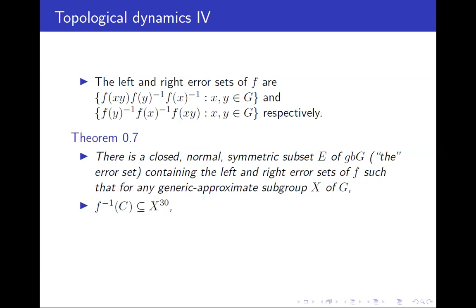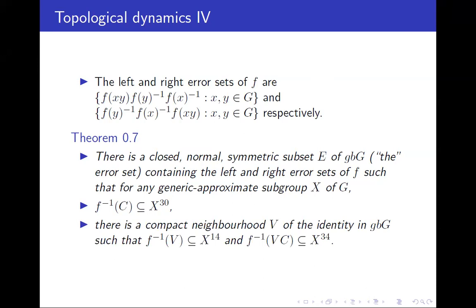So, there's a compact neighborhood. So it just means an open neighborhood of the identity. Maybe make it symmetric. In fact, V can be an open neighborhood. Doesn't matter. Such that F to the minus 1 of V is contained in X to the 14, and F to the minus 1 of V E is contained in X to the 34. Okay, so why 34? I don't know, these are just particular numbers which come up in the proof.